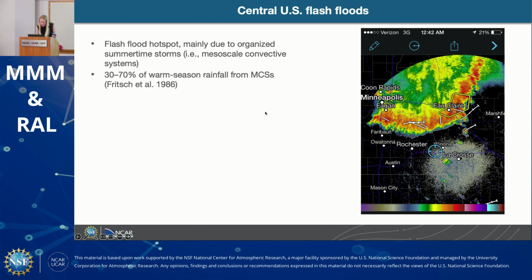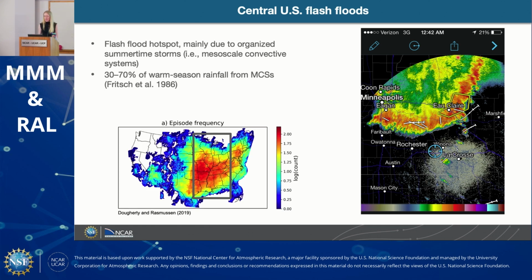Sorry, let me get the laser pointer. Here we go. So this is just a radar screenshot that I took on my phone during the PECAN field campaign. You can see these are really large organized systems of convection with pretty intense rainfall, usually followed by some lighter stratiform rainfall. And they're really beneficial because they do provide 30 to 70% of the warm season rainfall in the central US, but they're also detrimental in producing flash floods.